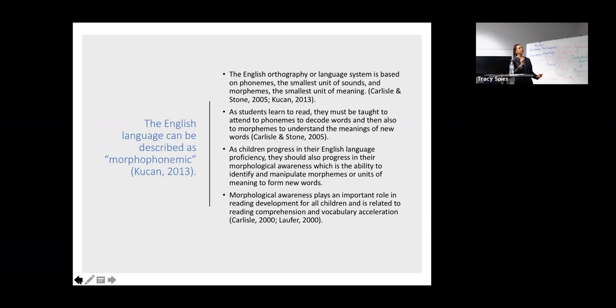So as children progress in their English language proficiency, they also should progress in their morphological awareness, which is the ability to identify and to manipulate morphemes or units of meaning to form words. So this whole approach was published as, it was called the Vocabulary Enrichment Program Project, VEP. I think, Liz, I gave you copies that you wanted to look at, okay? This is the approach that's used for this program.